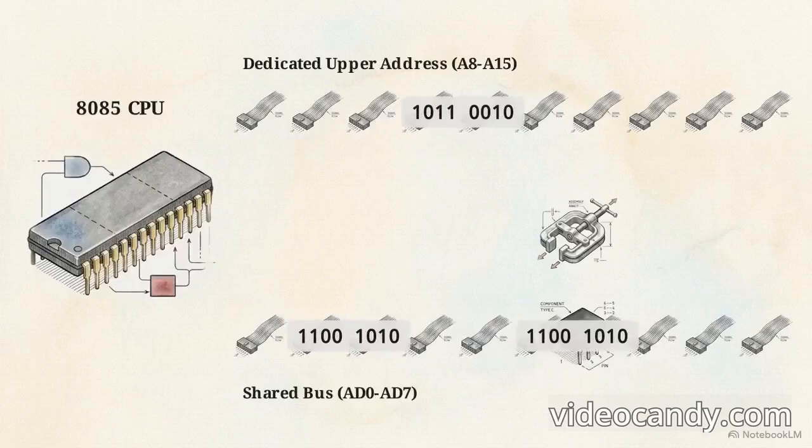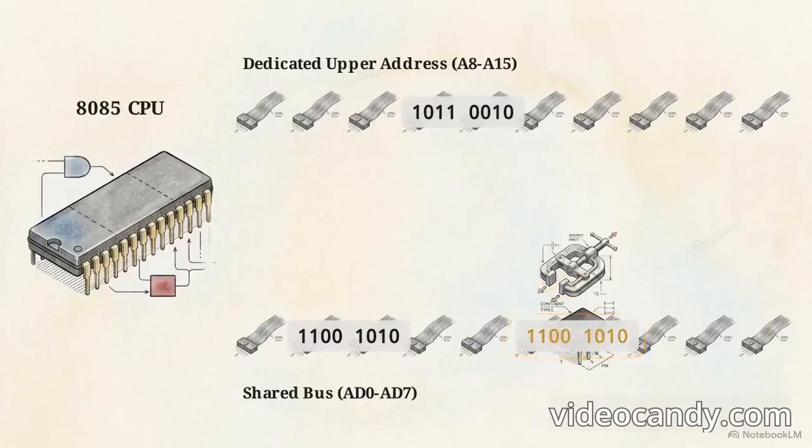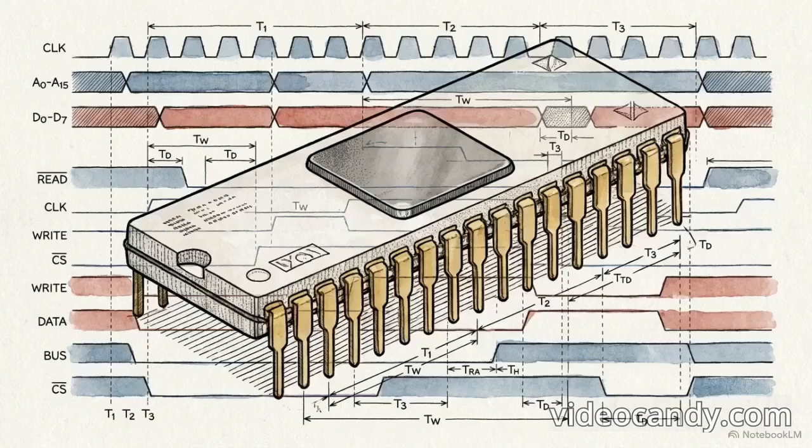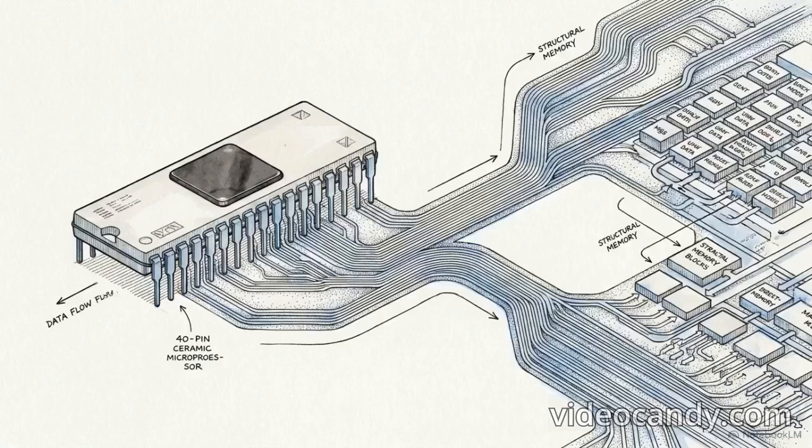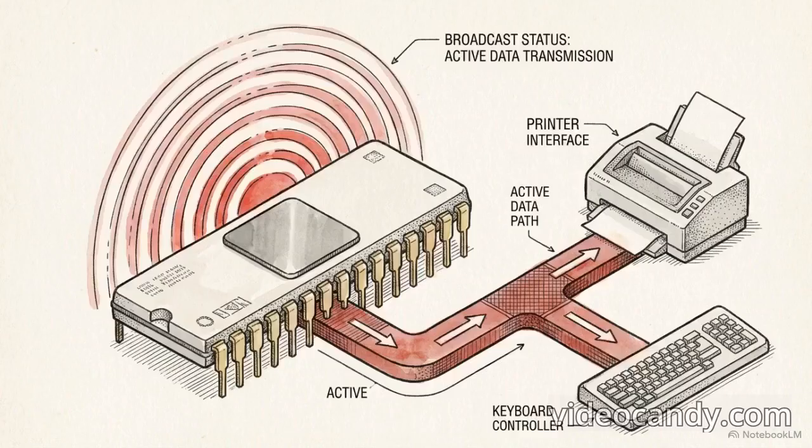The solution is time multiplexing. The upper 8 address bits use dedicated wires. The lower 8 address bits and the 8 data bits alternate sequentially over the exact same wires. To prevent confusion, a synchronous pulse called address latch enable, or ALE, fires when the bus holds the address, alerting external logic to capture those bits before data arrives. Multiplexing successfully solves the physical pin constraint, but it transfers the burden of that complexity directly onto the control and timing systems.